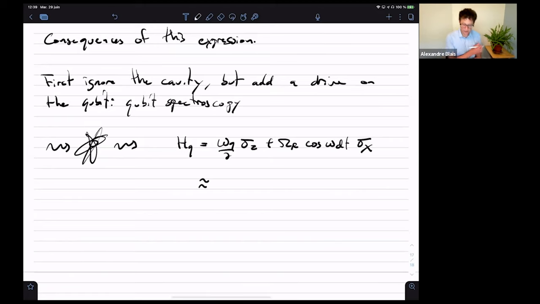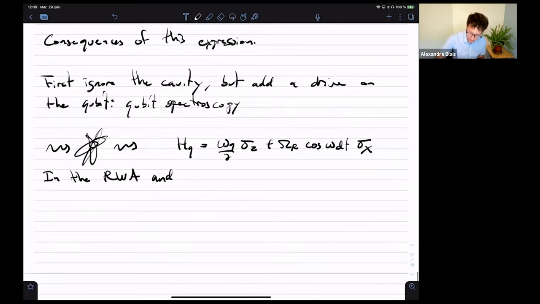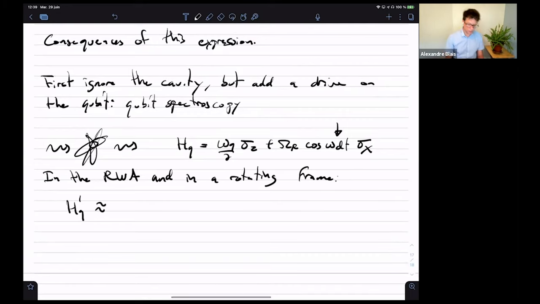And so what we do now is, as usual, we do a rotating wave approximation, the same way that we dropped some terms in the Rabi Hamiltonian before to obtain the Jaynes-Cummings Hamiltonian. So we do an RWA. And we will also move to a frame which is rotating at the drive frequency. We know this, we've done this before. So the Hamiltonian for the qubit, now with a prime because it's in a rotating frame, with a wiggly line because this is after an approximation, now looks like this.